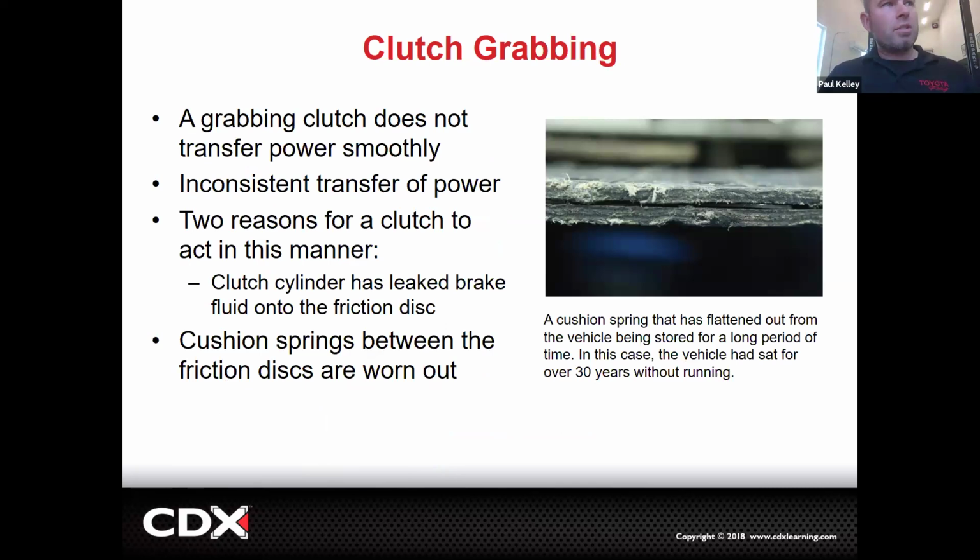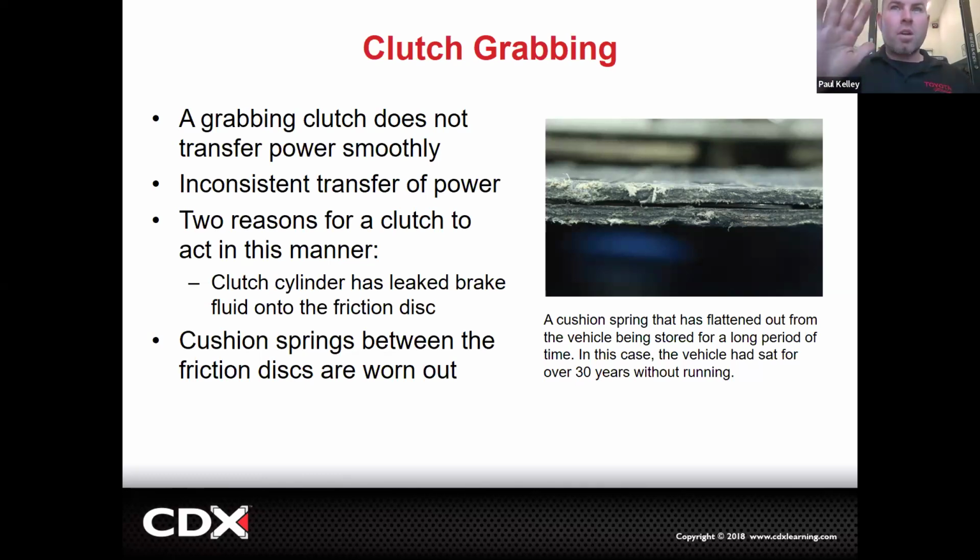Cool. Here's a grabby clutch. A lot of times what'll happen, if it's got the concentric style slave cylinder and brake fluid leaks out, that swells the linings up. It's kind of like a leaking wheel cylinder in rear drums. It makes the drums grabby. Leaking brake fluid on a concentric slave cylinder soaking into the linings will make the clutch grabby.